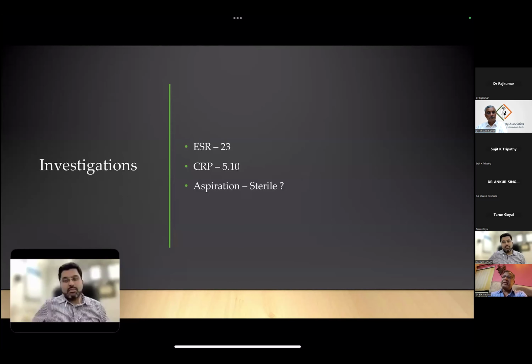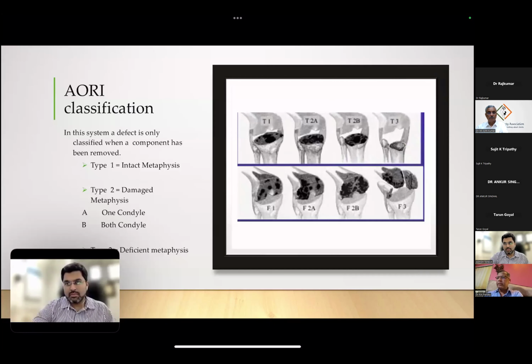On aspiration, it was sterile. The count was within normal limits. Now the question arises whether to go for simultaneous bilateral revision total knee or stage-wise. Considering the patient's physiological status, and the echo, ECG, and other parameters were normal, I planned for bilateral simultaneous revision total knee replacement.